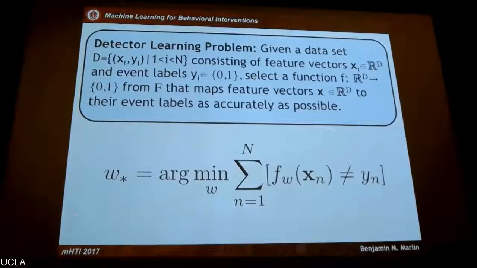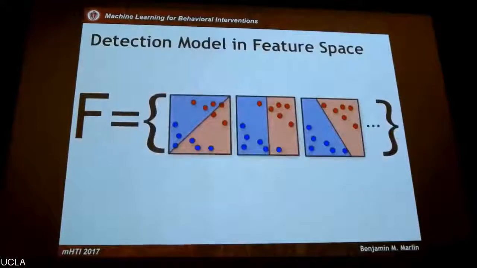So what this criteria says is pick the function, pick the map, that gives you the minimal number of errors on the data that you collected. So in the end, it's quite intuitive. If the red and blue dots are our data, this is a bad one. It makes many errors.